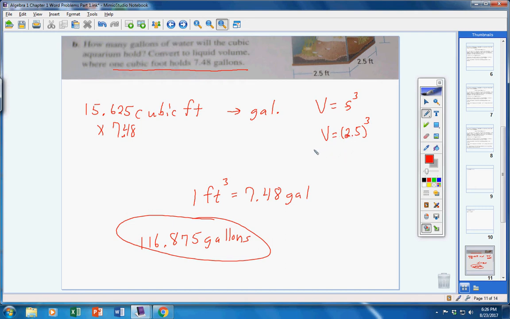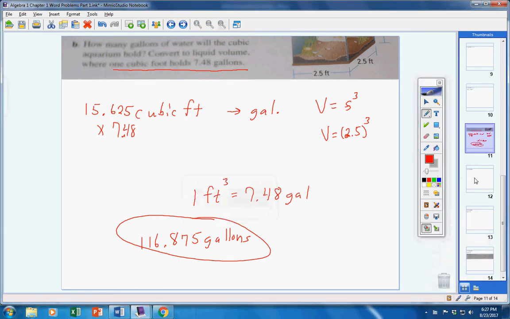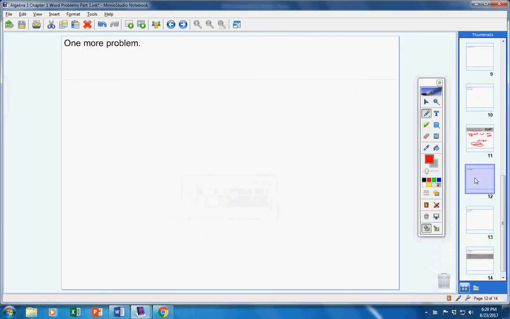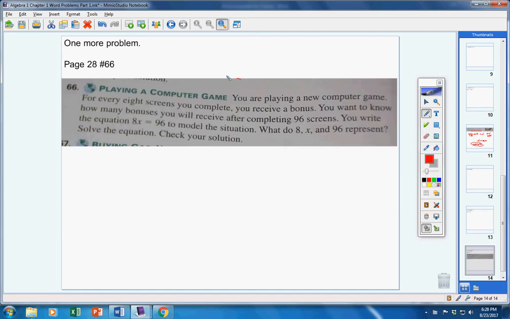Pretty simple. Alright, one more problem and I will turn you guys loose on your homework. Okay, students, one more problem. Page 28, number 66. Once again, it's your decision. You're welcome to copy this problem in your notes, which I think is kind of a waste of time, but it's up to you. Or you can simply write in your notes, page 28, number 66. That's fine also, whatever you choose. Go ahead and turn your books to page 28, and let's take a look at number 66.